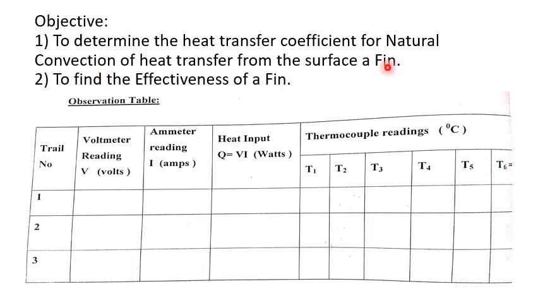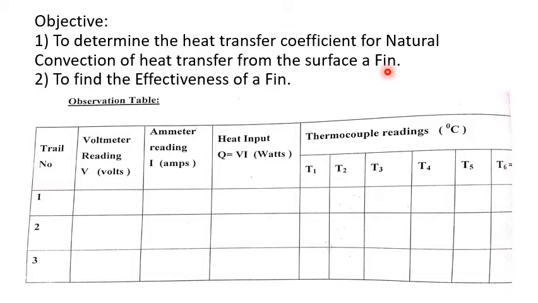Now we will study what we mean by fin. Fins are used to increase the heat transfer rate from a surface to a fluid. There are many types of fin shapes available. For example, you can see circumferential fins around the cylinder of a motorcycle engine, and the fins attached to the condenser tubes of a refrigerator are a few familiar examples of fins.